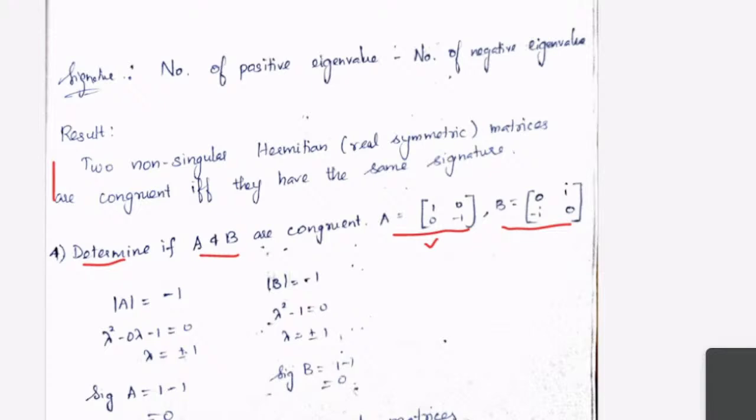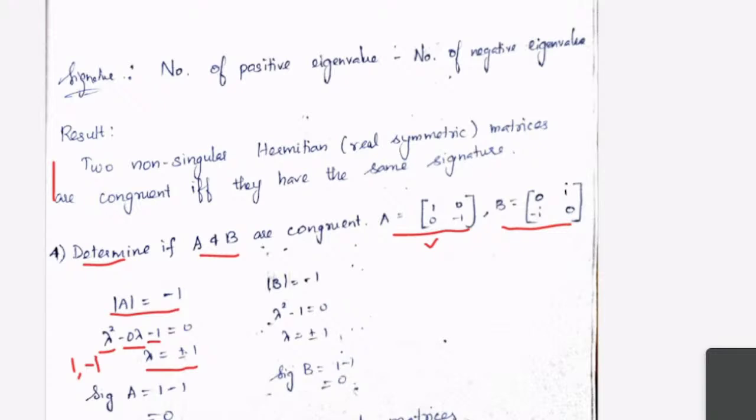So the determinant of A is minus 1. Finding the characteristic equation: lambda square minus trace, the trace is 0 here, 1 minus 1 is 0, plus the determinant of A, which is minus 1. So lambda square is equal to 1, so lambda is equal to plus or minus 1. This matrix has 1 and minus 1 as its eigenvalues. The number of positive eigenvalues is 1 and negative is 1, so the signature of A is 1 minus 1, which is 0.